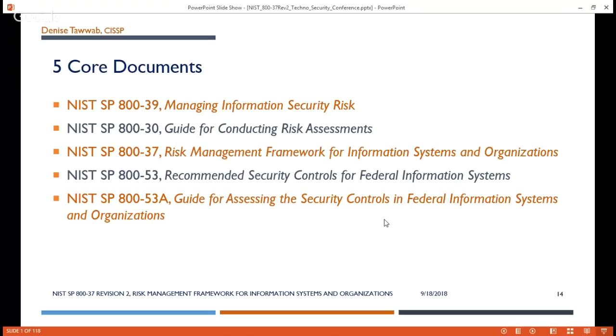830 is the Guide for Conducting Risk Assessments. I will record those soon. 837, we're doing that now. That's the Risk Management Framework. Again, 53 is your controls catalog, and 53A is how to assess those controls. All federal organizations use these documents, or they're moving toward using the documents.